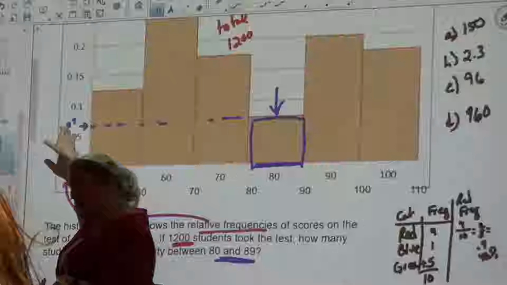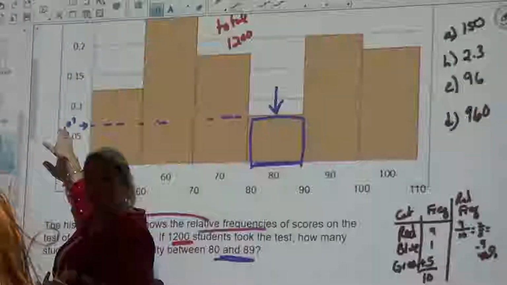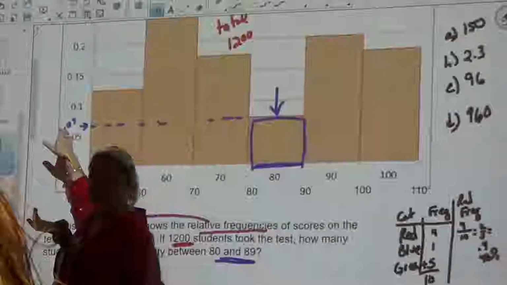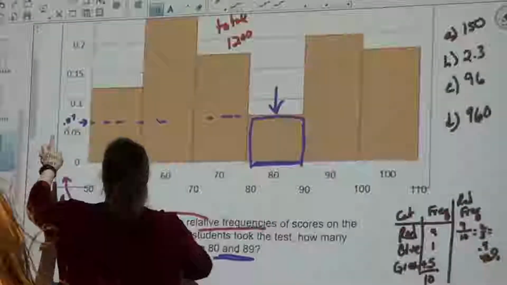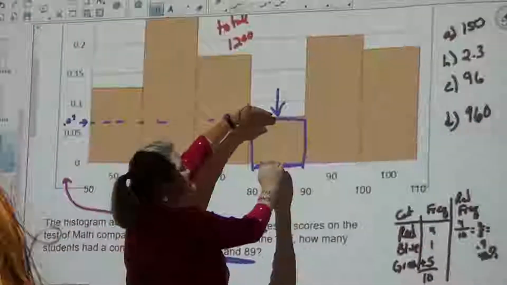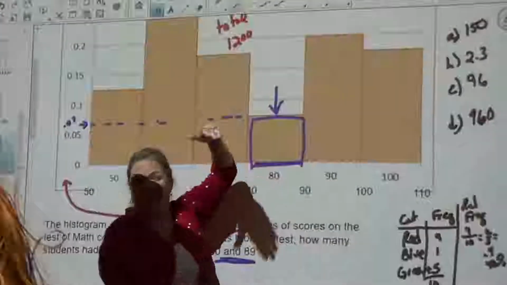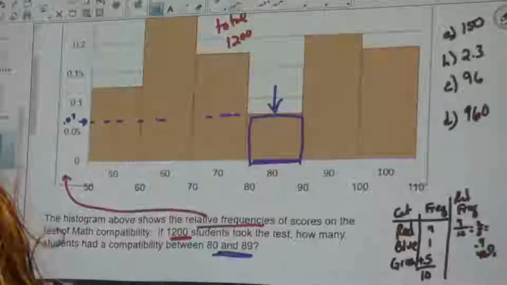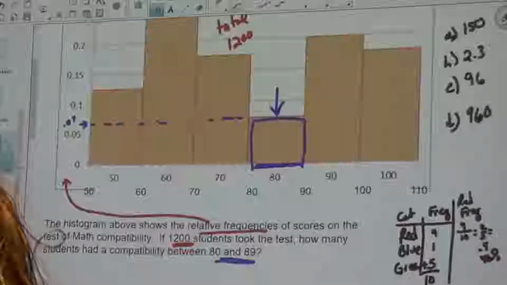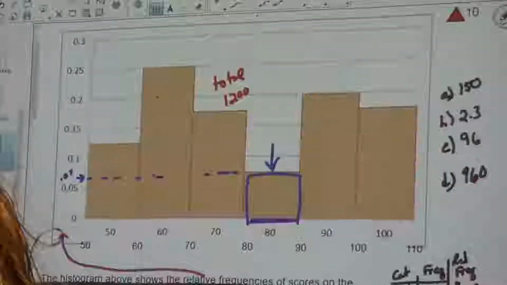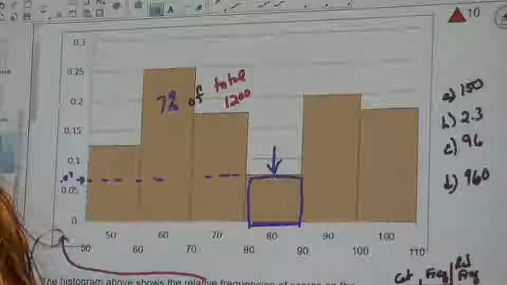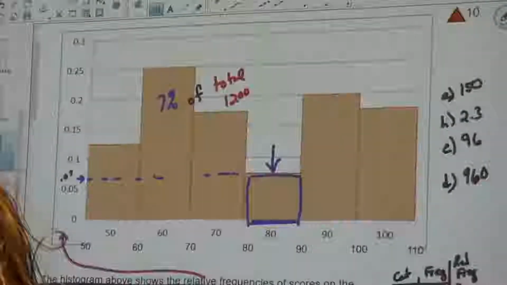Now, if it was a percent, what would the percentage be? 7%. So, do you agree that 7% of the entire group scored in the 80s? So listen to what I just said. 7% of the total scored in the 80s.